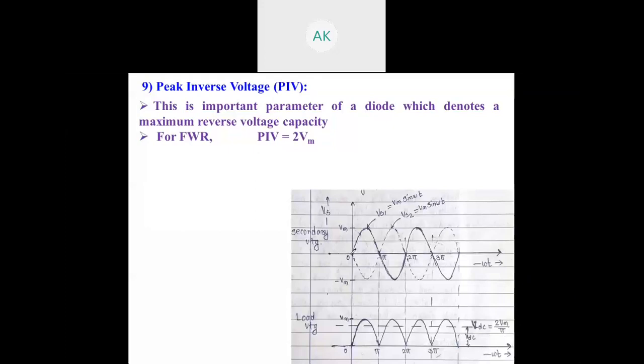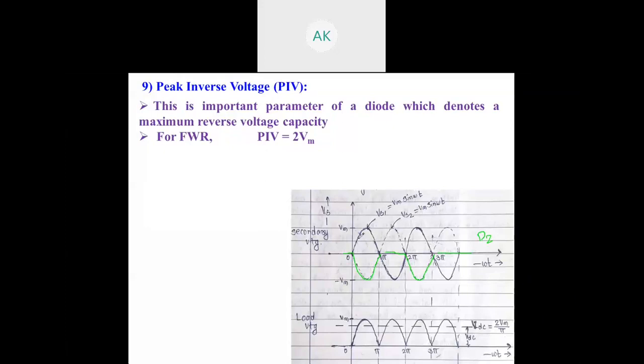So the voltage waveform across diode D1 will be this. Again for the next half cycle, again this one. These are the waveforms associated with this one. So this is the waveform across D2. Now what about D1?